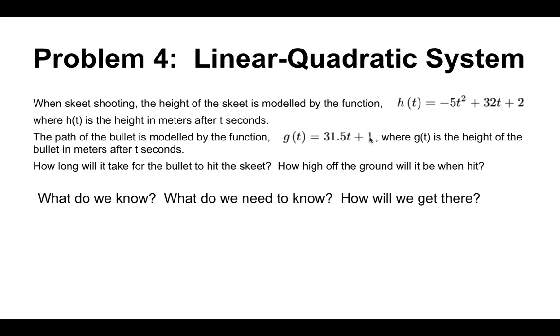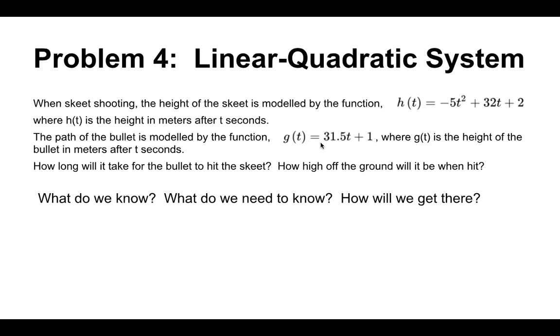And so this is a line, it starts at 1 and goes up, and potentially it will because it's going to go up pretty high. But the only question is, does it catch the skeet that starts higher? So how long will it take the bullet to hit the skeet? How high off the ground will it be hit? So what do you know? Well, you know you've got a quadratic and a line.